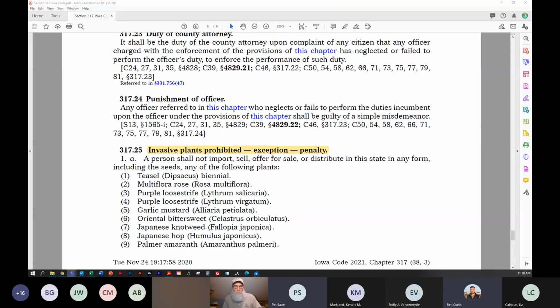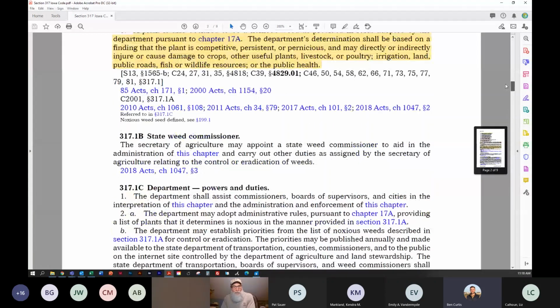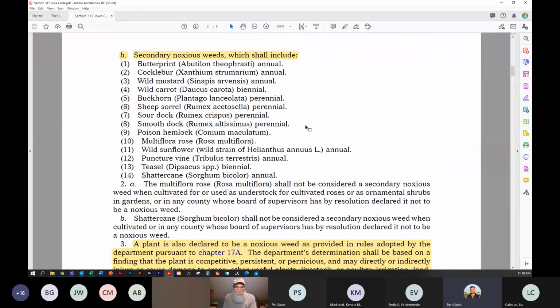Someone has a comment: no wild parsnip on the list. If you scroll up, I'm not seeing it on the list here, but Ben, if you could scroll up again. Yeah, I just wanted to point out there is the invasive plants section as well, but I can go back quick. Well, yeah, I didn't see it on the initial list. Let's see here. So in the secondary.